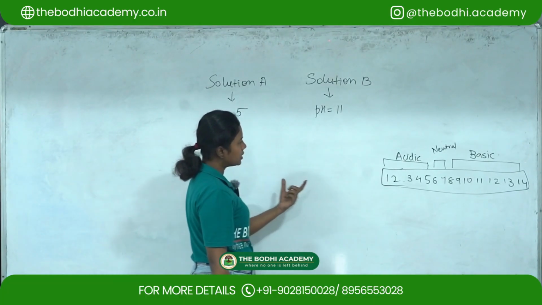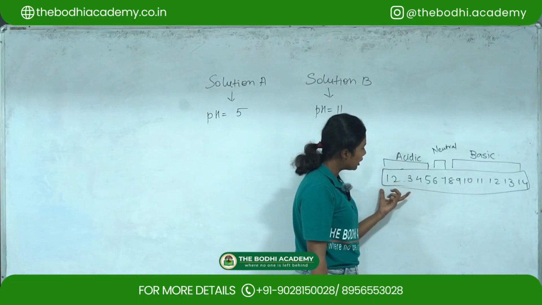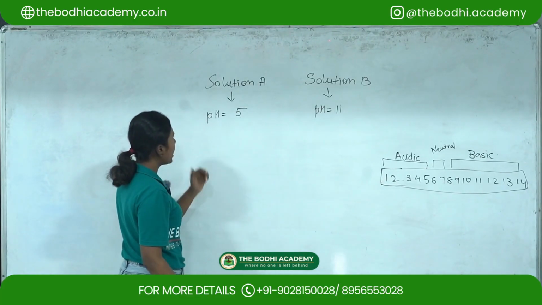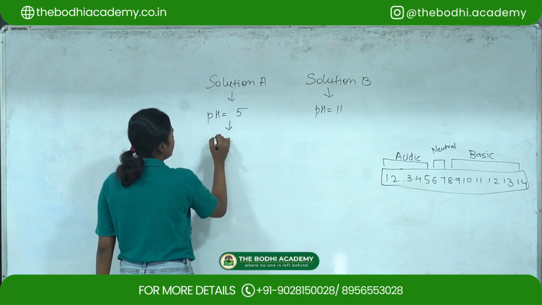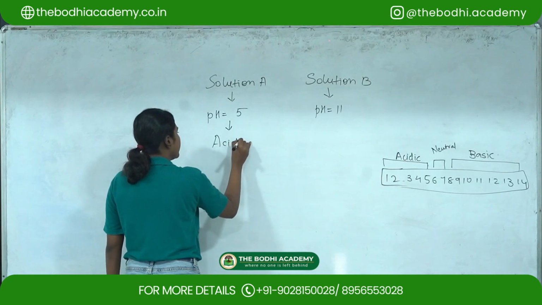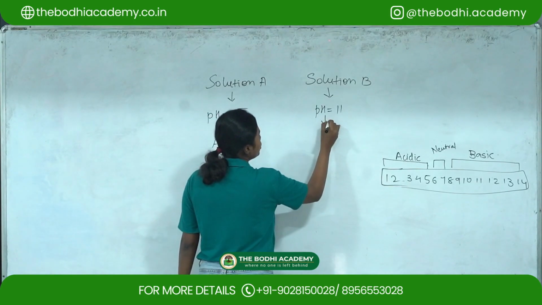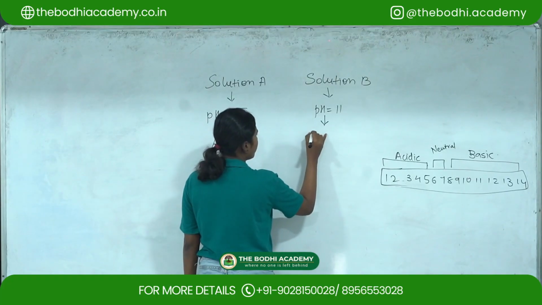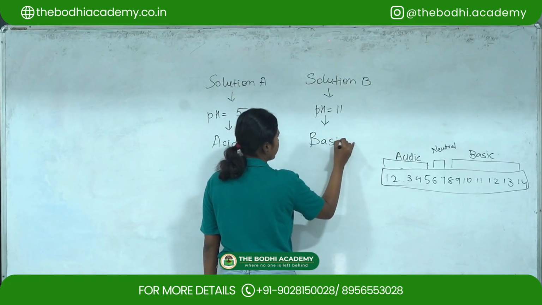So talking about the acid, we have already discussed that from 1 to 5 we consider it to be acidic. So if the pH is 5 over here, we can say that solution A is acidic, and obviously solution B, that is at around 11, falls under the basic category. So solution B is basic.